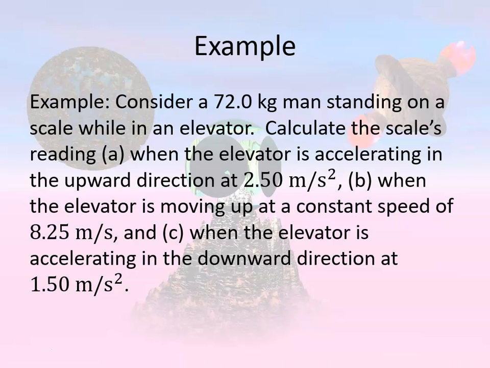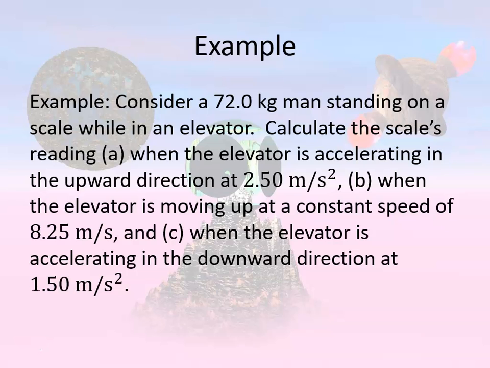So let's consider a 72 kilogram man standing on a scale. A, calculate the scale's reading when the elevator is accelerating in the upward direction at 2.5 meters per second squared. B, when the elevator is moving at a constant speed of 8.25 meters per second in the upward direction. And C, when the elevator is accelerating in the downward direction at 1.5 meters per second squared.